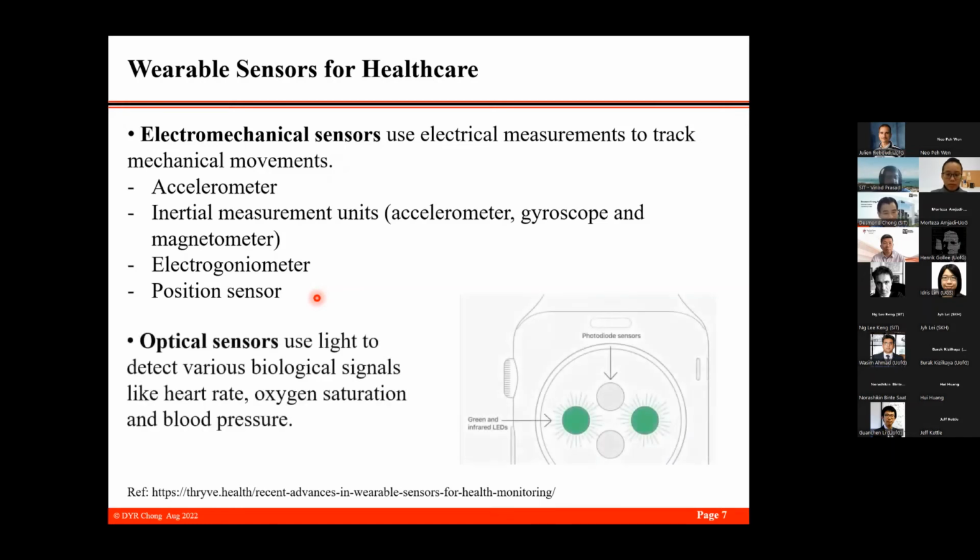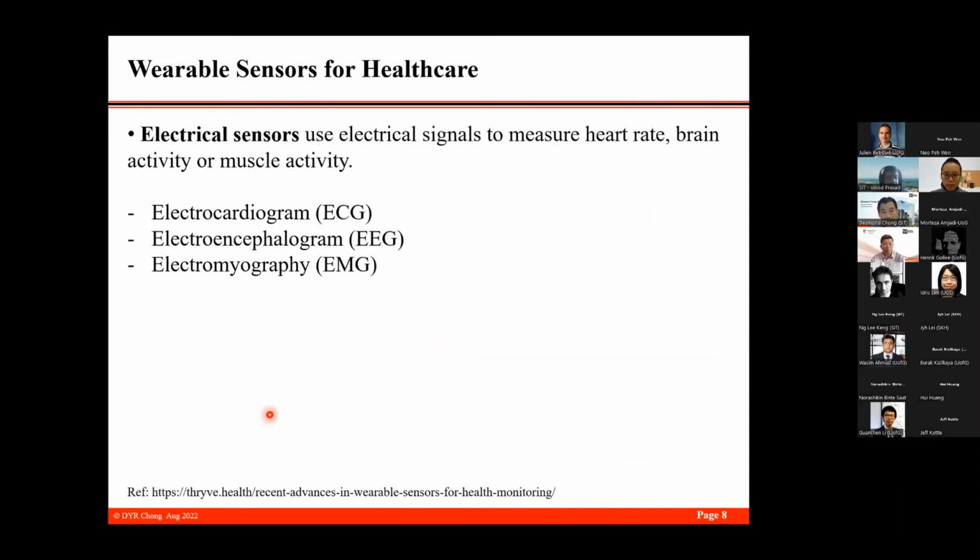Right? So the third type is, of course, the optical sensors that we are probably used to. We know that it actually uses light to detect various biological signals like heart rate, oxygen saturation, and blood pressure. So of course, last but not least is the electrical sensors that really use electrical signals to measure the heart rate, the brain activity, or the muscle activity. I guess early on, Professor Vinod has also mentioned his study in using EEG, right?